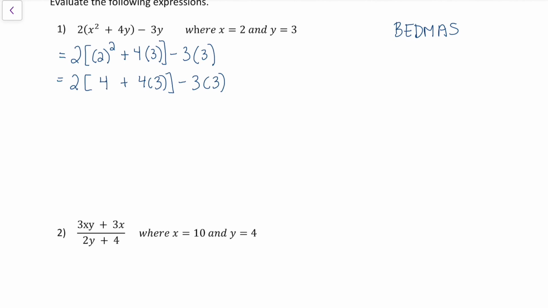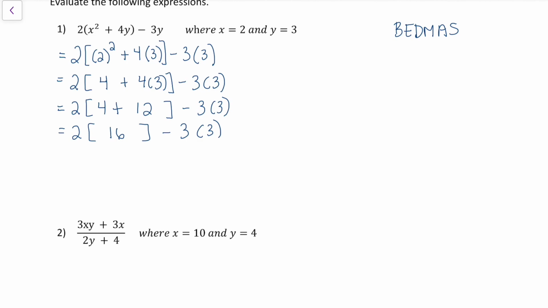Now inside of my brackets, I have a multiplication. I'm going to do that next. So I copy everything else out, and now I'm going to replace 4 times 3 with its answer. So 4 times 3 there is 12. And now I can solve the addition inside of my bracket. And 4 plus 12 is 16. So now I have nothing else to solve inside of my bracket.